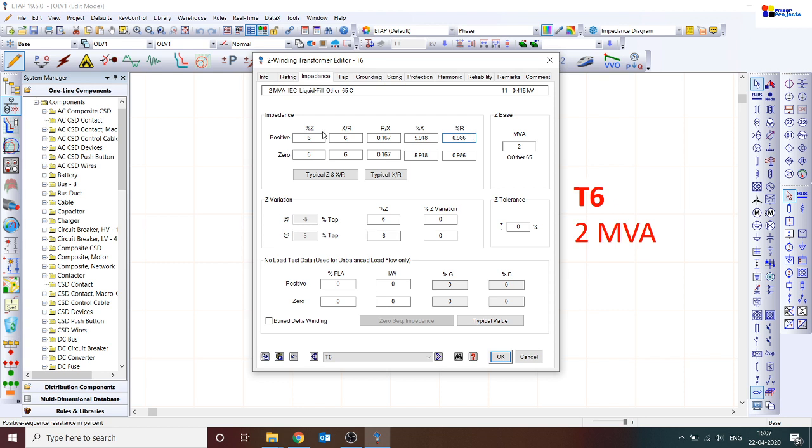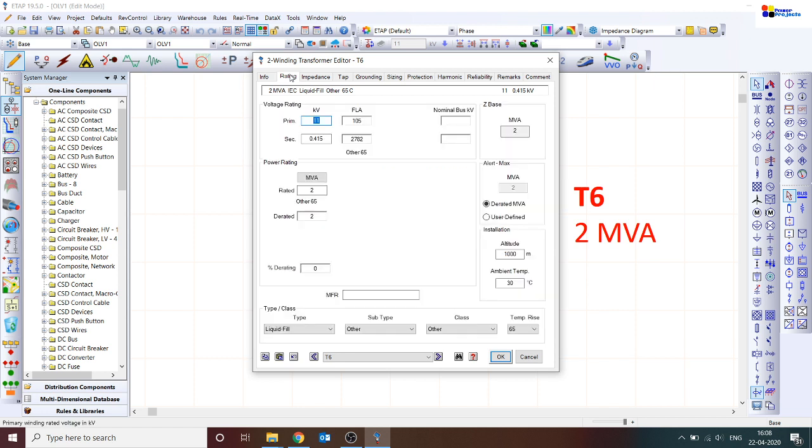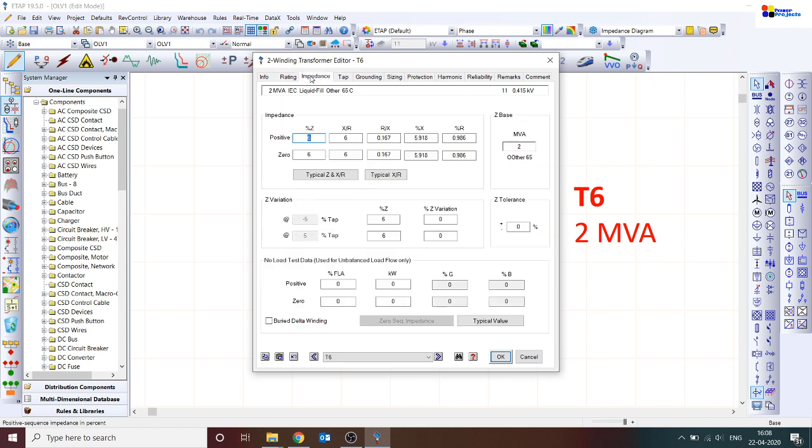So if we have the same 2 MVA transformer, 11 kV/415 volt, designed at 50 Hertz, and we use it at 60 Hertz, the impedance will increase. If the impedance increases, what will happen? Because of the increase in reactance, the reactive power loss will be more, precisely 20% more, and the real power loss also will be more, proportional to the increase in resistance. The voltage drop will be more, but this will reduce the short circuit current.